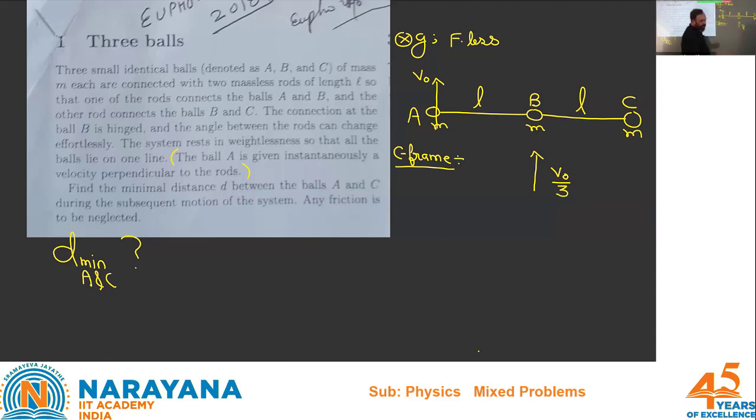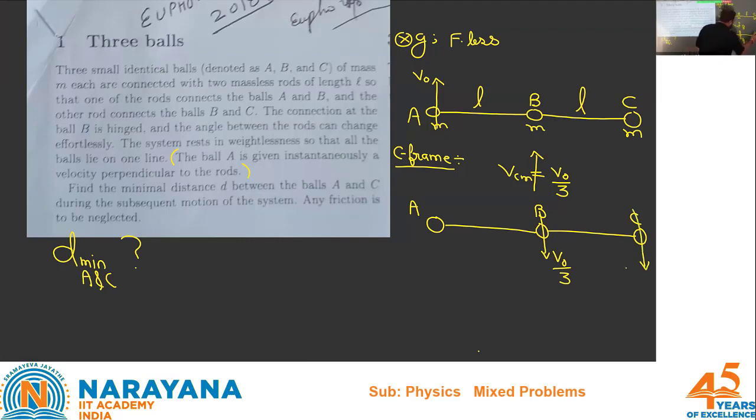So once I'm looking from the C frame, this is VCM. If I'm going into the C frame, what do I observe here for A, B, and C? From the C frame, B will have a velocity which is V0 by 3 down. C will have a velocity which is again V0 by 3 down. And A will have a velocity which is V0 minus V0 by 3, so that value is 2 V0 by 3 up.